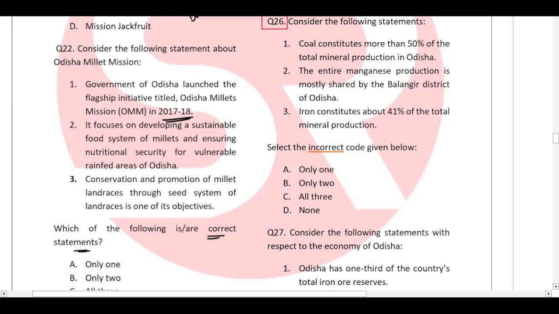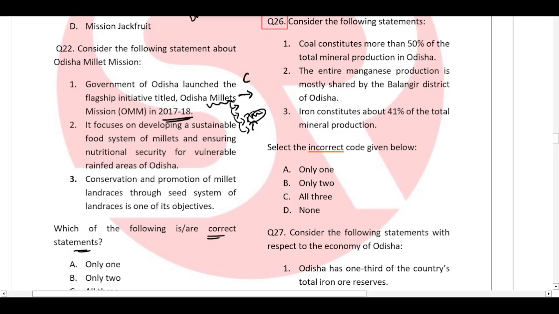Now, why do we need millets? Unlike the cereal crops, the millets don't need much water, and the other benefits being they don't negatively affect the environment. They have high nutritional quantities in them, so consuming them will give high nutrition to human beings. So these are all the positive benefits of millets. So that is why the Odisha government launched the flagship Odisha millet scheme in 2017-18. So that is a correct statement.